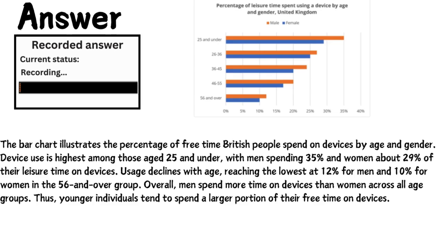The bar chart illustrates the percentage of free time British people spend on devices by age and gender. Device use is highest among those aged 25 and under, with men spending 35% and women about 29% of their leisure time on devices. Usage declines with age, reaching the lowest at 12% for men and 10% for women in the 56 and over group. Overall, men spend more time on devices than women across all age groups. Thus, younger individuals tend to spend a larger portion of their free time on devices.